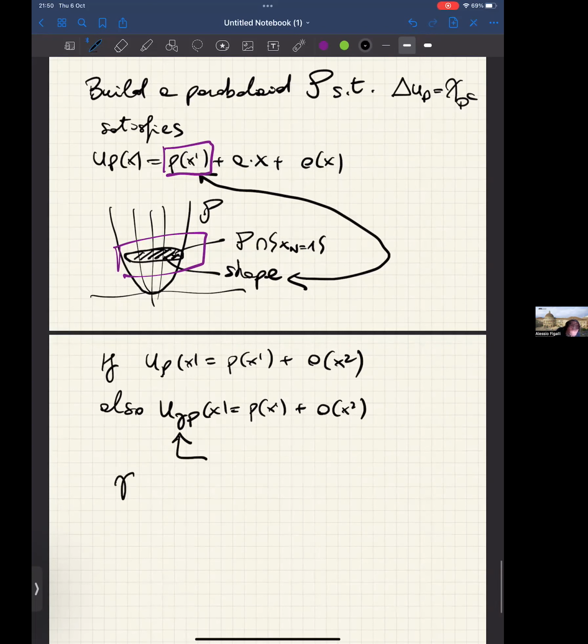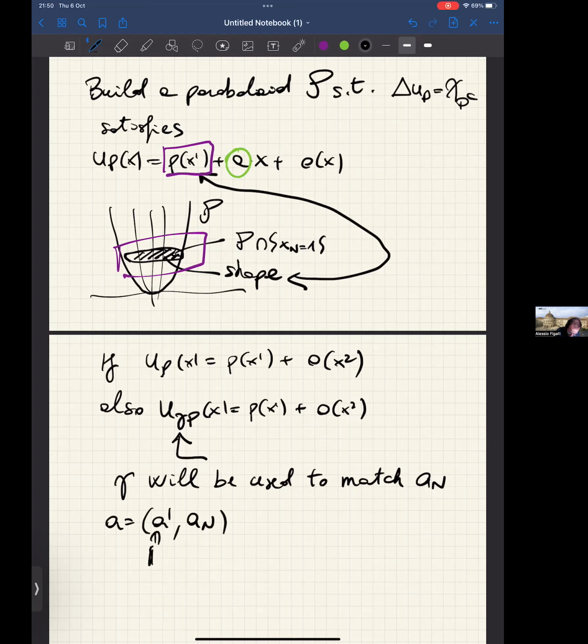Gamma will be used to match a_n. Remember that I have a vector here on the top. So A is a vector of the form A prime, a_n. This is in R^(n-1), this is in R. And gamma is used to match a_n. So the dilation will match my a_n. Now I need to match A prime, still n-1 parameters. How do I do it?